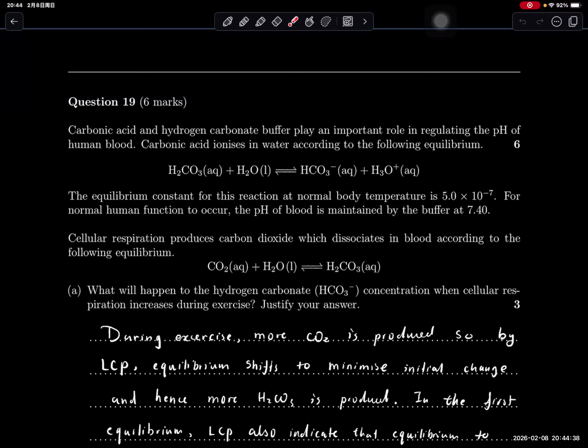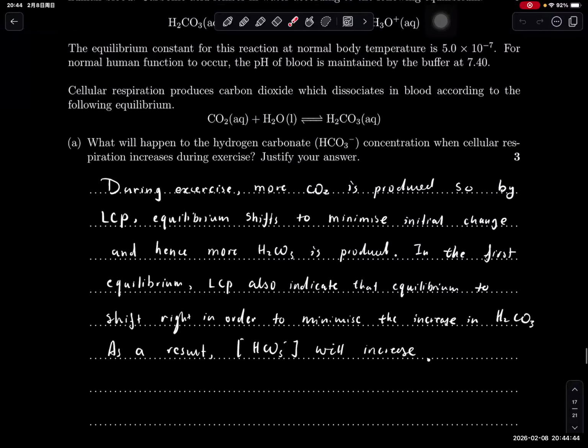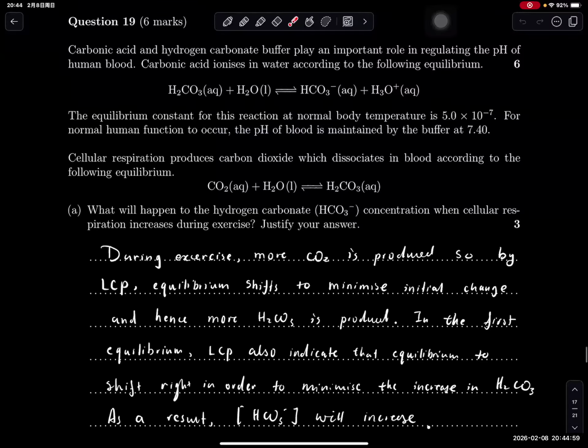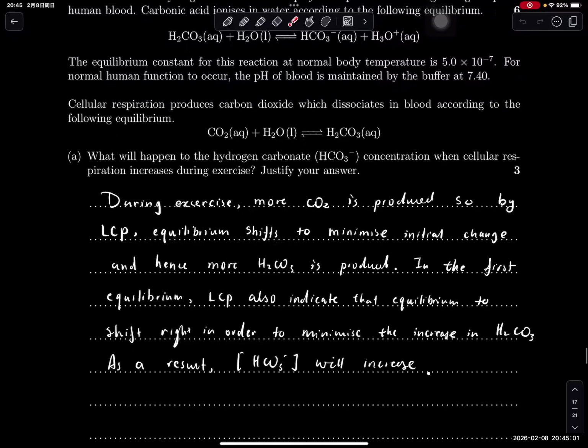What will happen to the hydrogen carbonate concentration if cellular respiration increases during exercise? So if respiration increases, more carbon dioxide is produced. So by Le Chatelier's principle, equilibrium shifts to minimize the initial change, and hence more carbonic acid will be produced. Now, in the first equilibrium, as more carbonic acid is produced, you will shift equilibrium forward to produce more bicarbonate ion. It's a very nice equilibrium relationship.